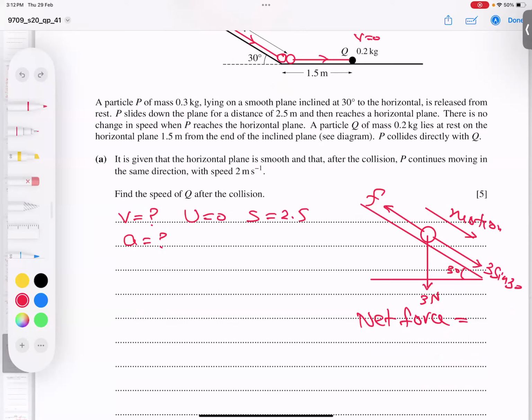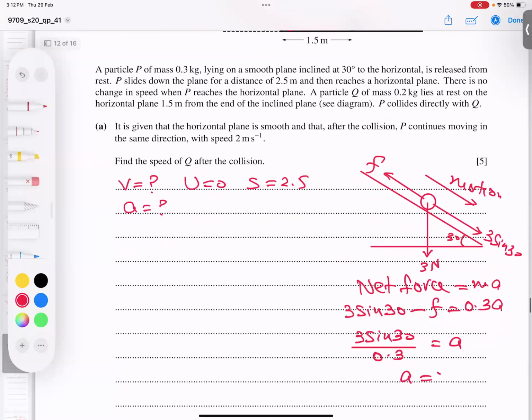So this is the weight component. I can write mg sine theta, or here 3 sine 30, minus the friction force acting backwards, equals ma, and the mass given is 0.3a. But as friction is 0, the 3 sine 30 divided by 0.3, and this friction is 0. You know it very well. And if I check it in the calculator, I get the answer of 5 meters per second squared.